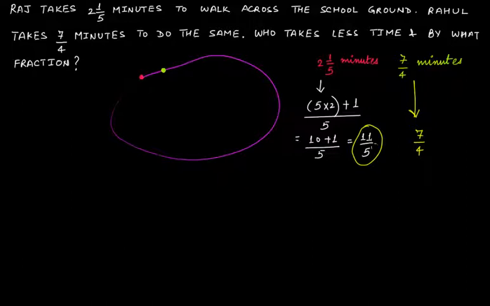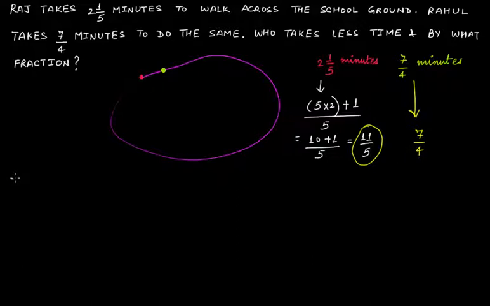Now 11/5 and 7/4, these two are unlike fractions. Why are these unlike fractions? Because their denominators are not the same. In order to compare two fractions, we have to convert them into like fractions. That is, their denominators should be the same. Only then we can compare them.